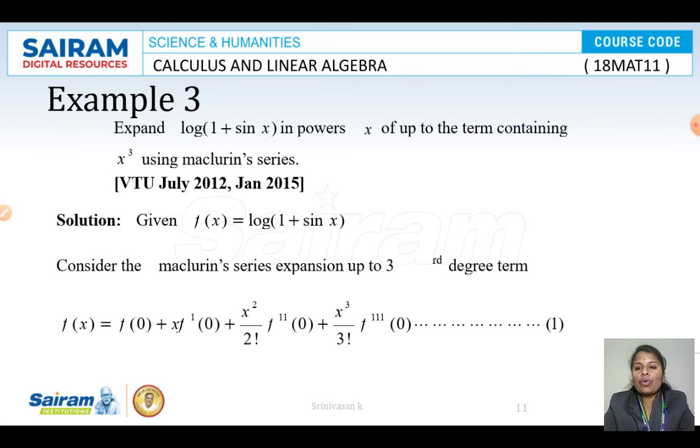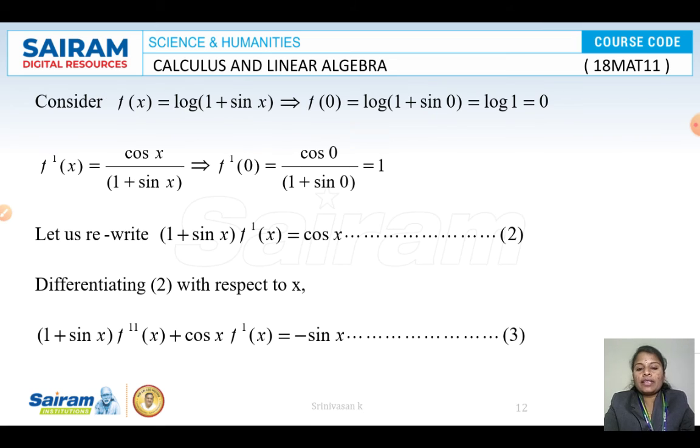Okay, we'll go with one more example. It is log of 1 plus sin x, which term contain x³. So we have to use the Maclaurin series, and the term contain up to the third derivative. You have to do up to 3 derivatives. So you can write as usual the formula. Then you have to consider your f of x is log of 1 plus sin x. So log 1 is equal to 0. Substitute here x is equal to 0.